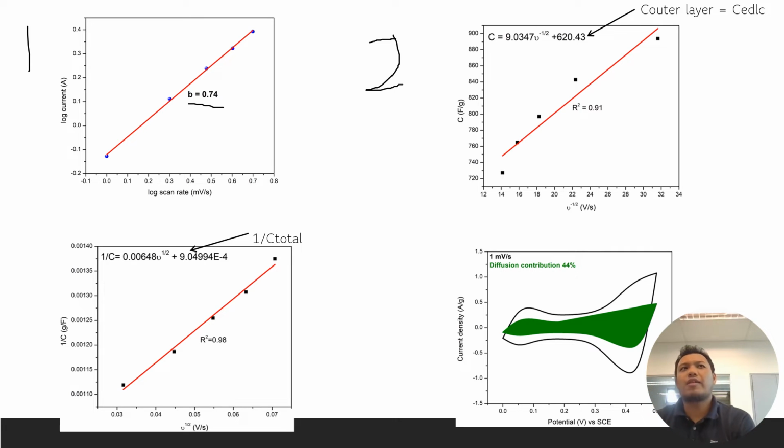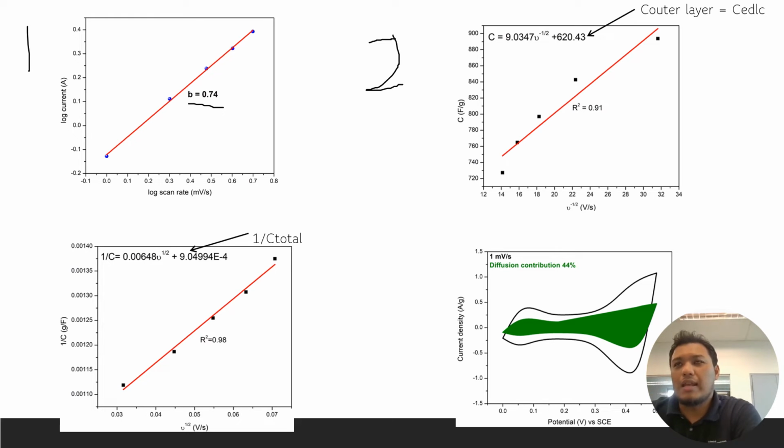Normally at the surface, we call that the EDLC contribution, or the capacitive contribution. At the inner layer, we call that the pseudo contribution, or the diffusion control contribution. So for the first graph, you get the number C, which is the y-intercept, 620.43. This is the capacitive contribution.